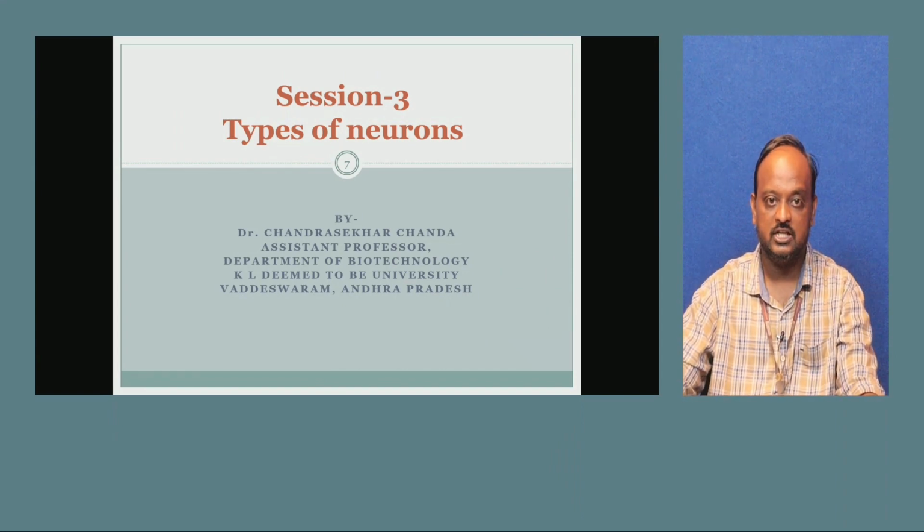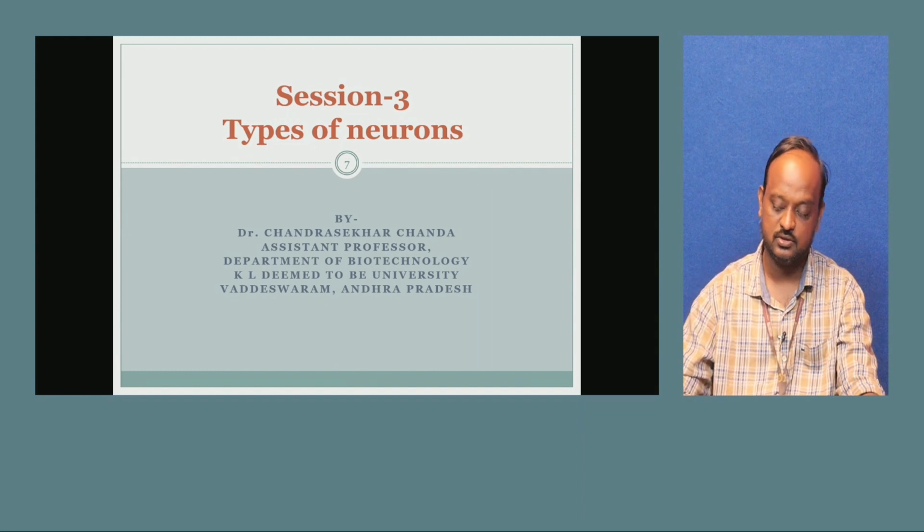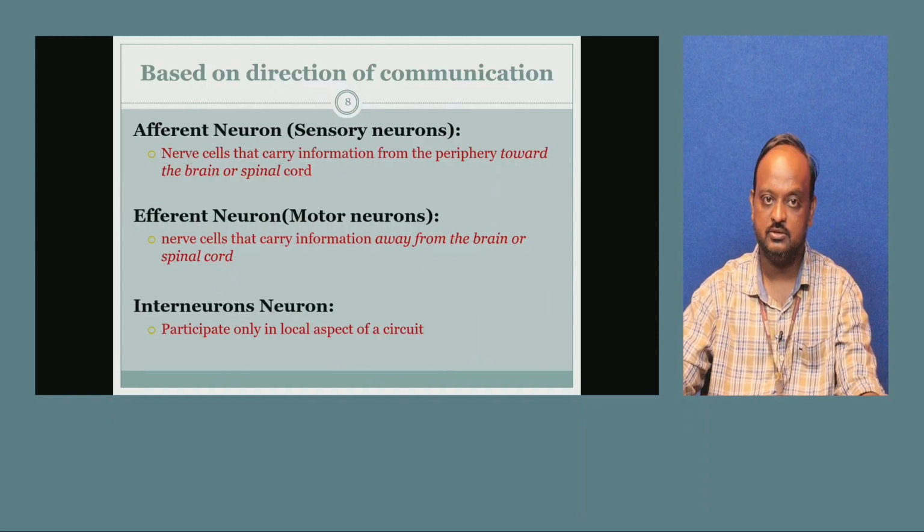So now let me discuss types of neurons. We can classify neurons based on the direction of communication. As I discussed in our earlier class, afferent neurons are those which collect the information, external stimuli, with the help of sensory organs like eyes, ears, nose, tongue. They collect the information and then send it to the brain. The neurons which help in transfer of signal from the sensory organ to the brain are called afferent neurons, also called sensory neurons, because they are bound to the sensory organs.